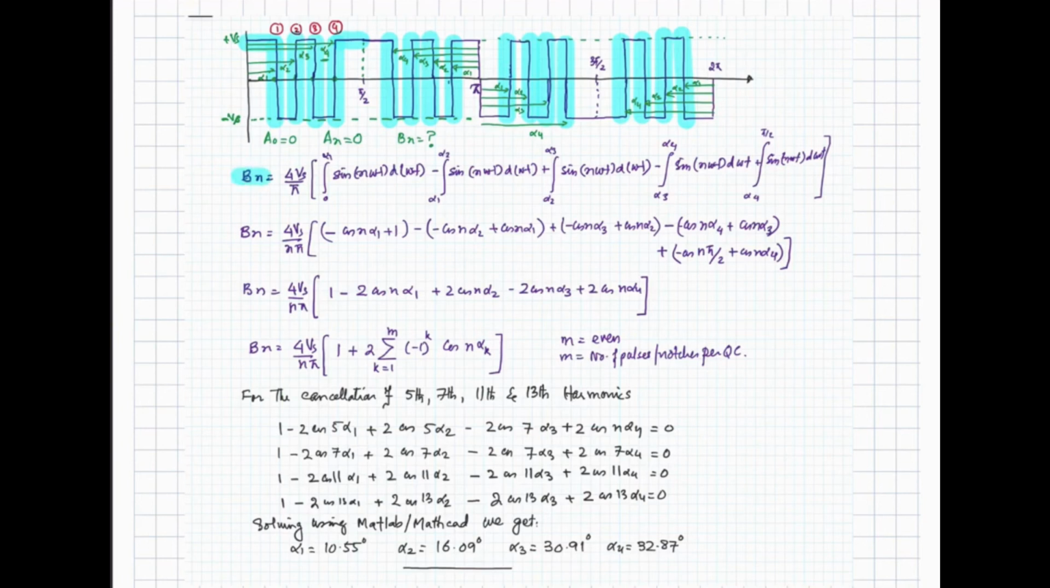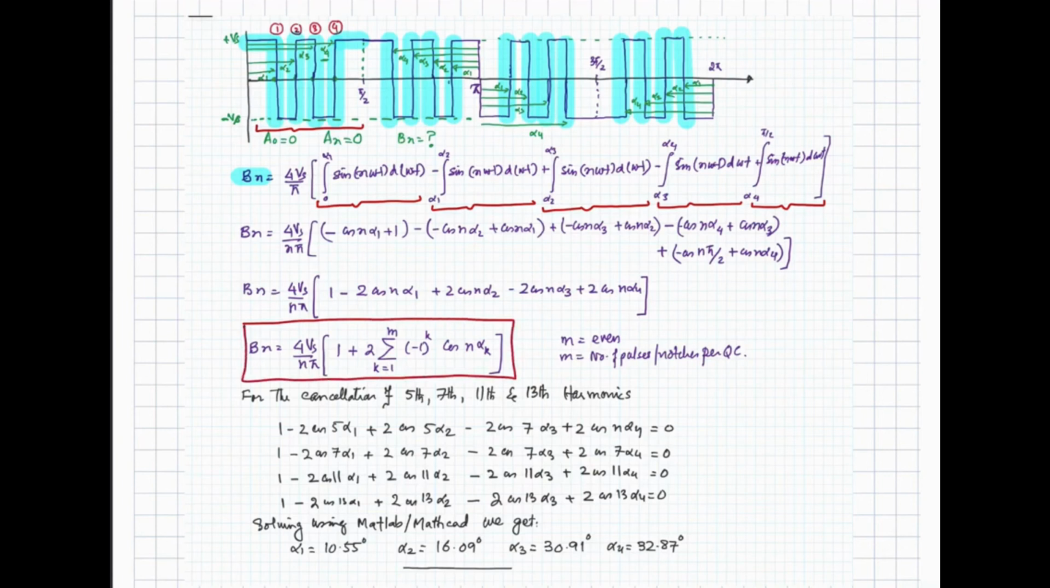So if we write down the expression for Bn, considering the first quarter cycle, this is our first pulse from 0 to alpha 1, and then from alpha 1 to alpha 2 we have the negative part, then alpha 2 to alpha 3 we have the positive part, then from alpha 3 to alpha 4 we have the negative part, and then from alpha 4 to pi by 2 we have the positive output. If we simplify this, we will get this expression for Bn, and in this we have considered an even number of pulses. So this expression is valid when m is an even number, where m is the number of edges or notches per quarter cycle.